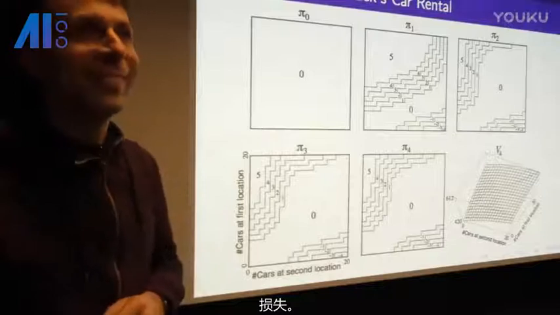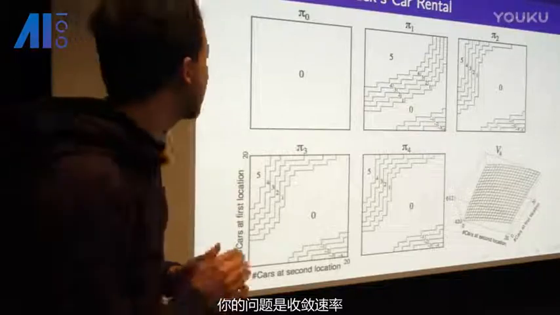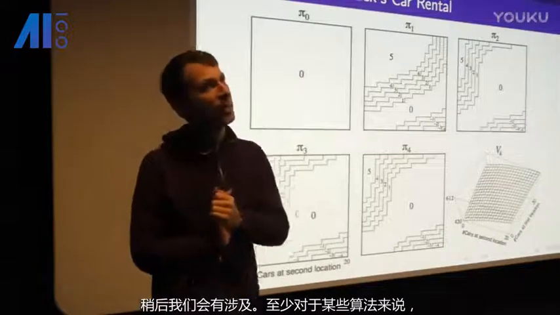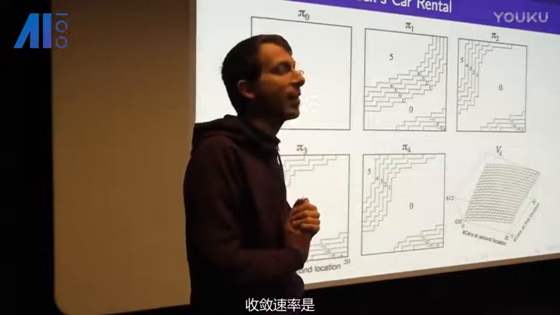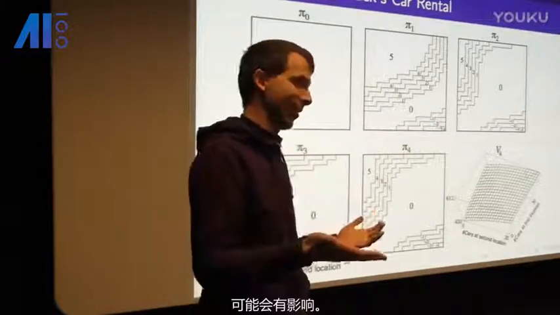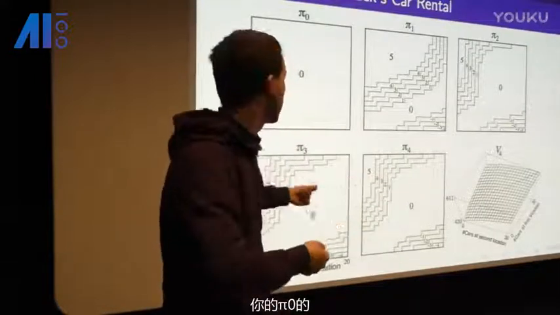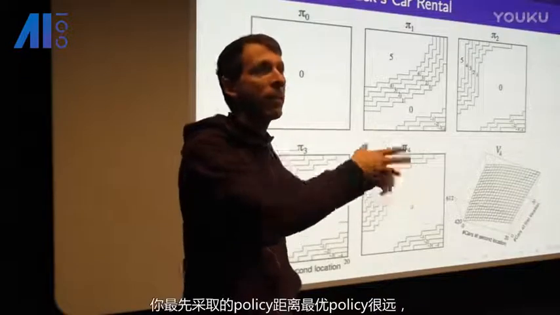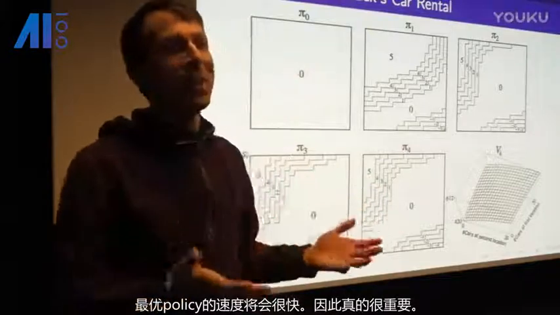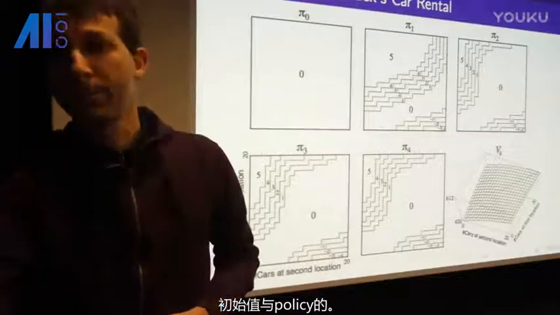Okay. Question was, how sensitive is the convergence rate to pi 0? And we'll see later, at least for some of the algorithms, the convergence rate is independent of pi 0. But in practice, that doesn't fully answer the question, which is that your initial value may be way off, and your first policy may be way off. And so clearly, if you start with the optimal policy, you'll get to the optimal policy faster. So it does matter, but the convergence rate is independent of the initial value and policy.